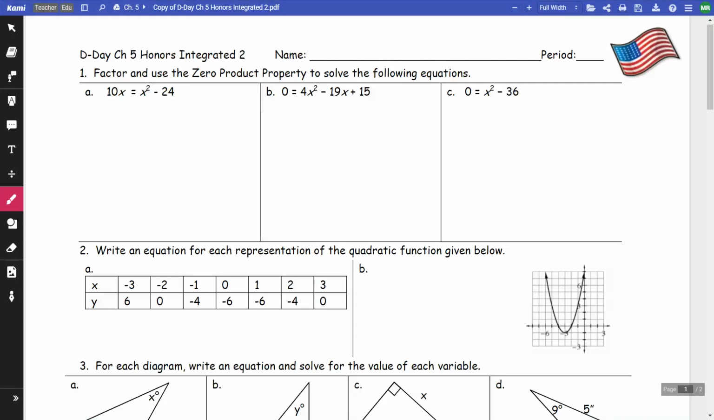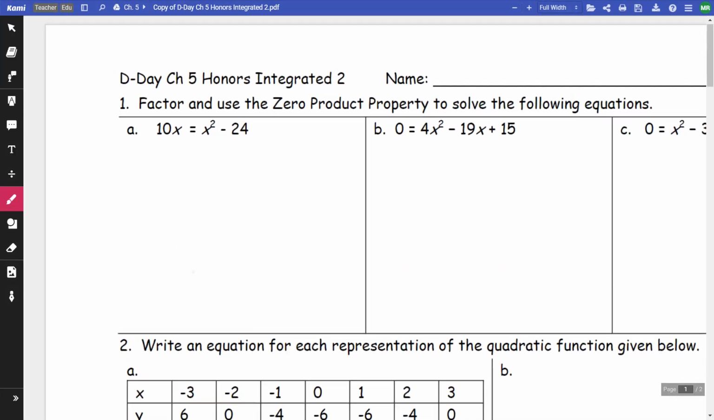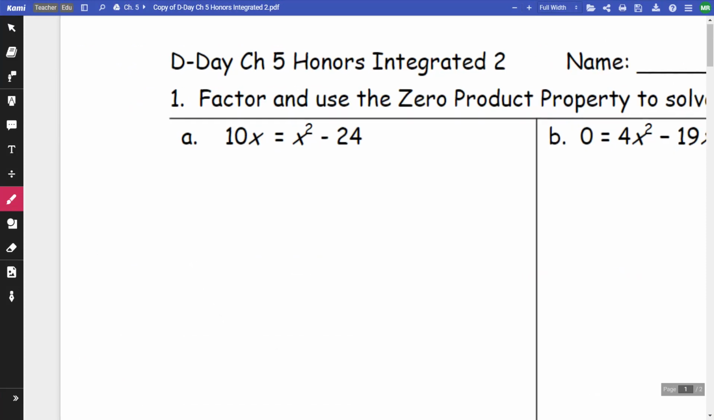This video is on integrated 2 chapter 5, D-Day number 1. On these first problems here, 1A through C, it's asking us to factor and use the zero product property.